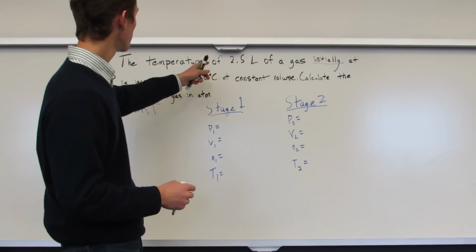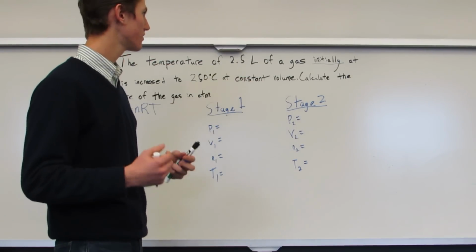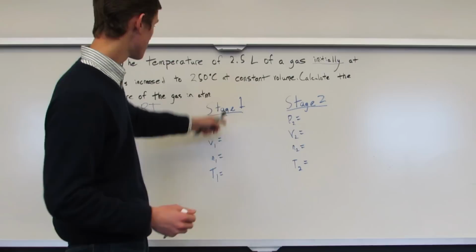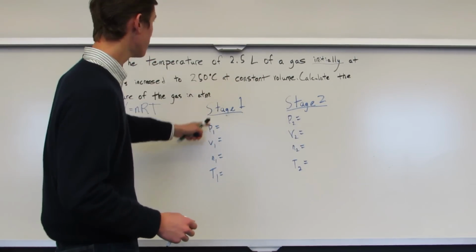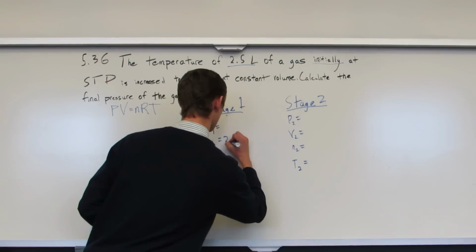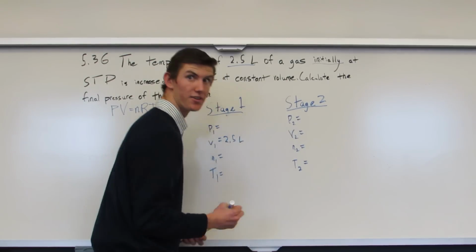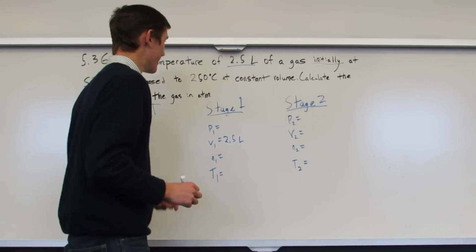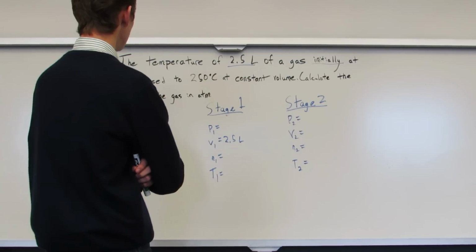So the temperature of 2.5 liters of gas initially. So initially, stage 1, volume, 2.5 liters. So V1 is 2.5 liters. Remember, liters per ideal gas law. All right, let's keep going.